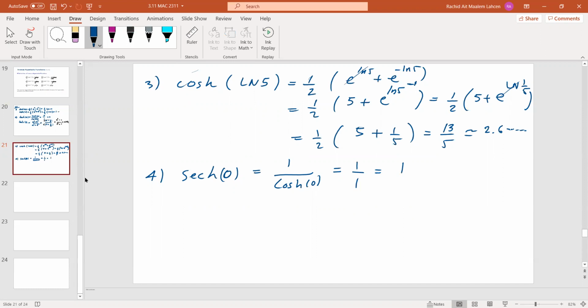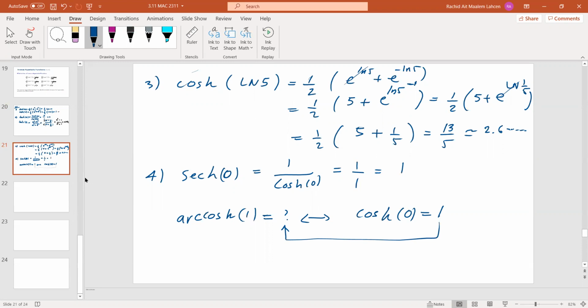The inverse, let's say you need the arc cosine hyperbolic of 1, which means the hyperbolic inverse cosine. Well, that's going to be 0. Why? Because when we did cosine hyperbolic of 0, we found 1. So based on the inverse definition, this is 0.